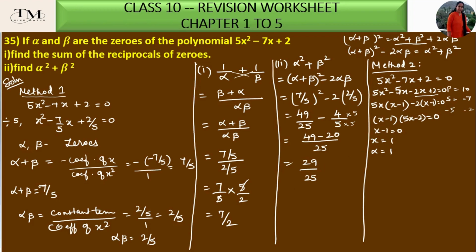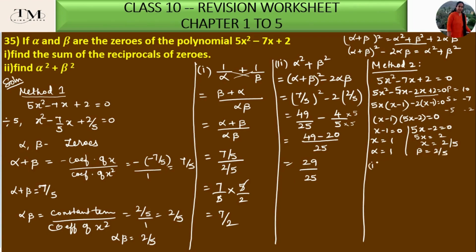Alpha is equal to 1. Another one is 5x minus 2 is equal to 0. So 5x equal to minus 2 will become plus 2. X will be equal to 2, and 5 is in product, so it will come to division. So 2 by 5. That means beta is equal to 2 by 5.